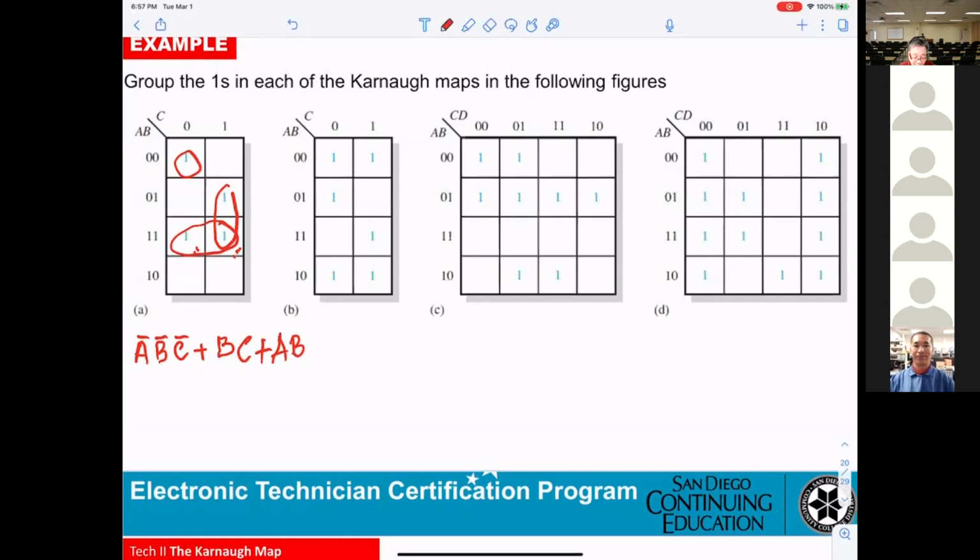Okay? Now you're telling me number B. You can loop it, correct? That means you really understand how to work with the K-map. Mapping in and looping.